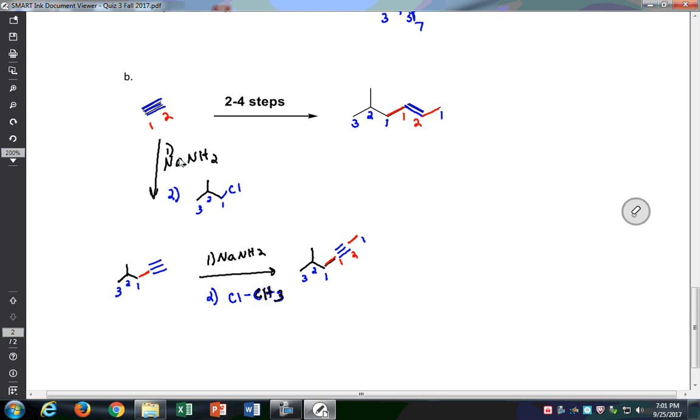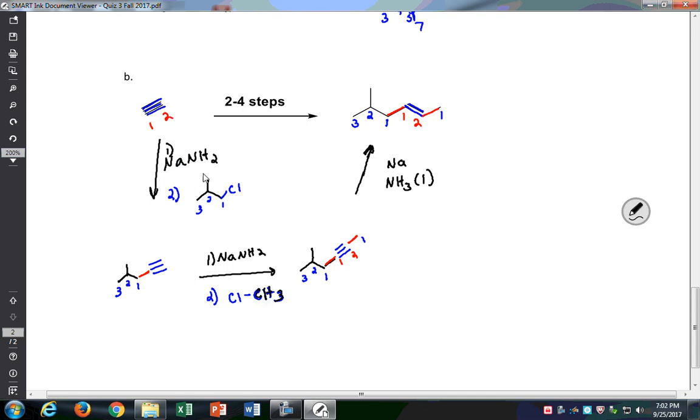Now I have my carbon backbone, but my difference is I have a triple bond and then I have a trans double bond. So I can make that a trans double bond, and react my sodium metal and my NH3 liquid. So that's the easiest route.